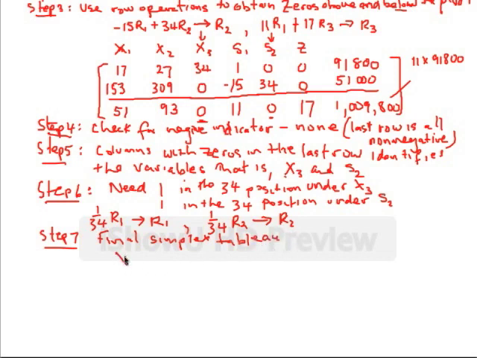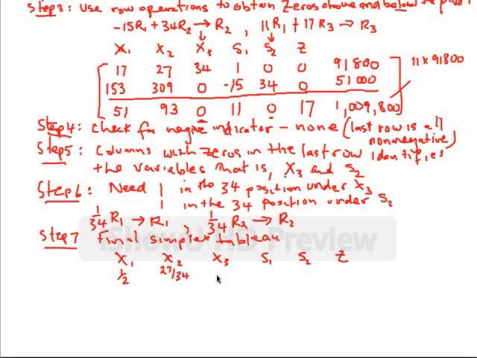Alright, so here we go. X1, X2, X3, S1, S2, and Z. Alright, so we're going to divide everything through by 34. So 17 divided by 34 will be a half in that position. We're going to have 27 divided by 34 on the next one.